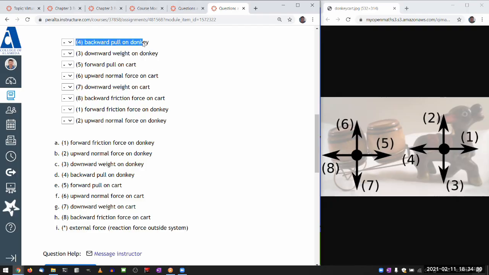Number 4 here, backward pull on the donkey. So when I'm trying to determine is it an external or internal force, the first thing I should think about is what is exerting that force.